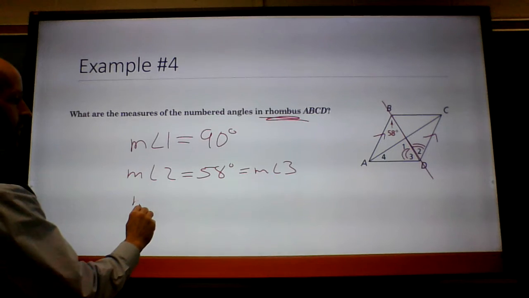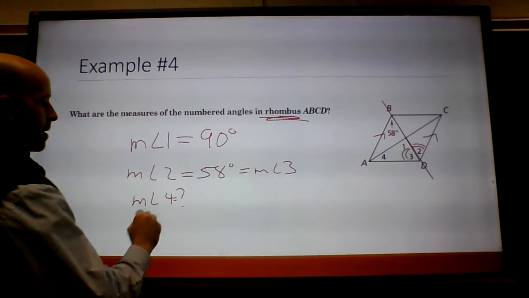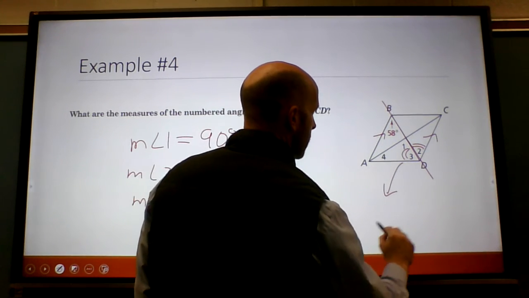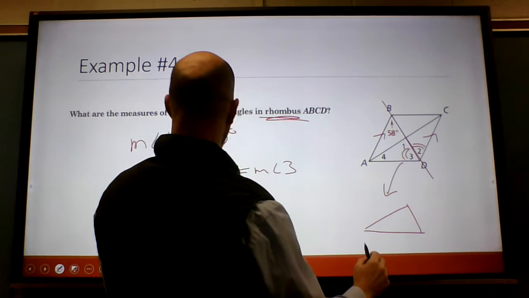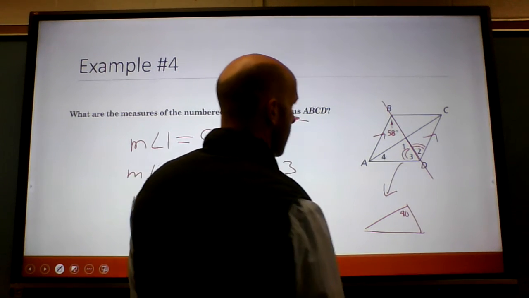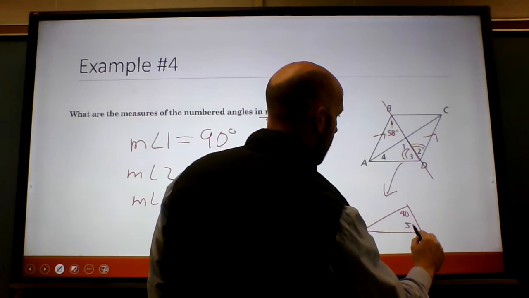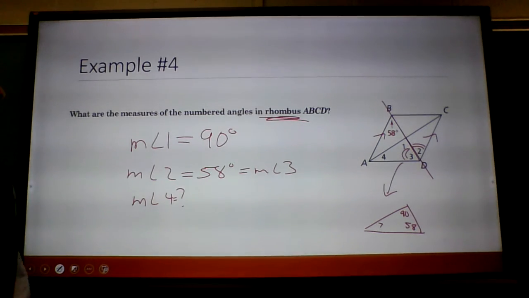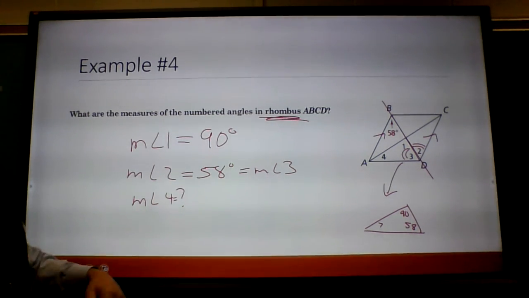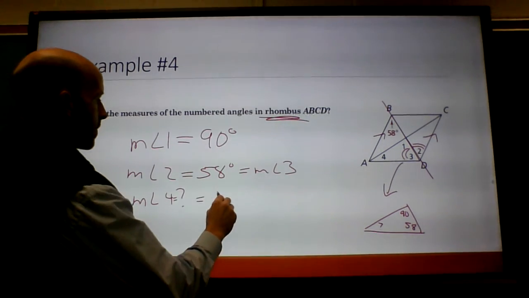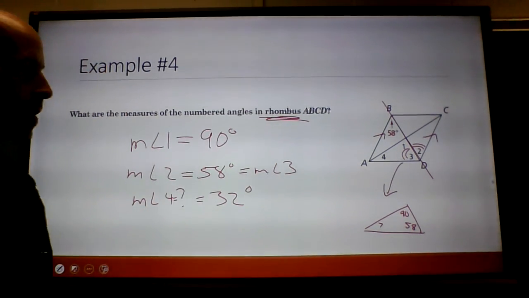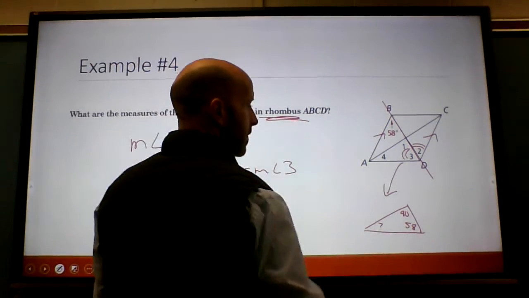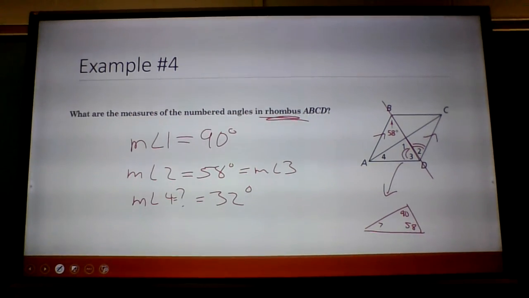The last thing I have to do is figure out what the measure of angle 4 is. Anybody remember how to do that? Well, I'm going to draw this triangle down here again. We said that angle 1 is 90, and angle 3 is 58. So now the question is what's this angle over here? Well, we're just going to use our triangle sum theorem. So we just need to subtract, and that's going to give us 32. It's 32 degrees because all three of those angles have to add up to 180 degrees. So when you add 32 to 58, you get 90, and 90 plus 90 is 180.